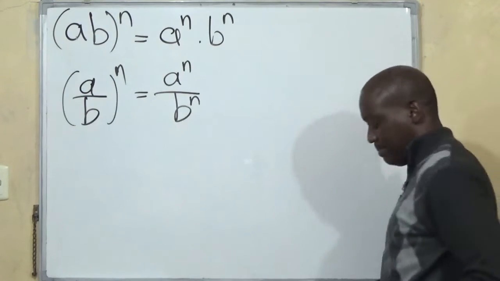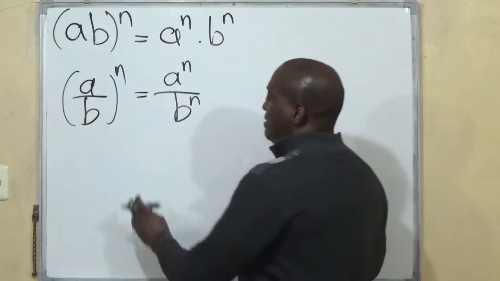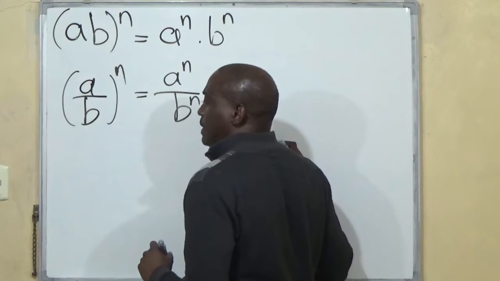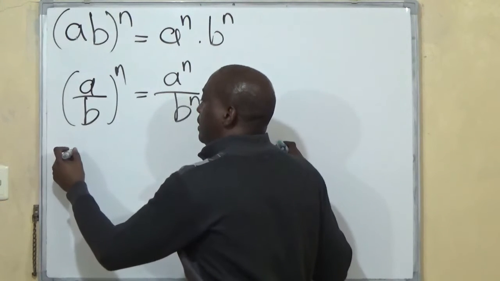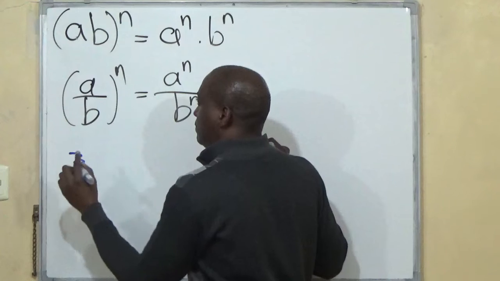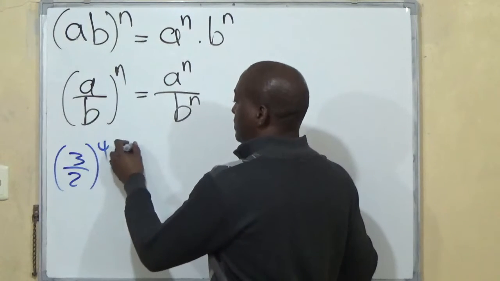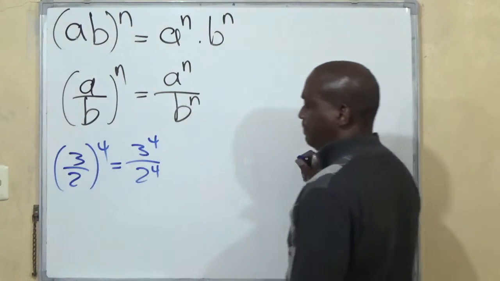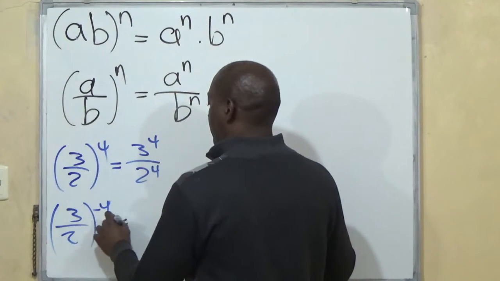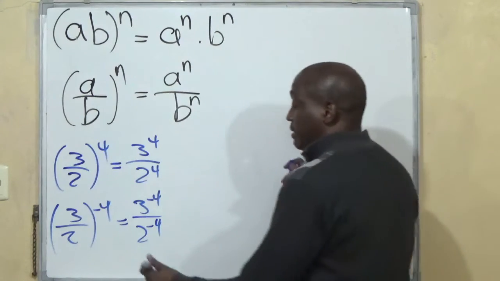Yeah? So we're sticking to simple things. A over b to the n is a to the n divided by b to the n. So again, simple examples. If we say 3 over 2 or 2 over 3, 3 over 2 to the power of 4, that is 3 to the power of 4 over 2 to the power of 4. And if we have 3 over 2 to the power of minus 4, that is 3 to the power of minus 4 over 2 to the power of minus 4. That's it. You don't want it more than that.